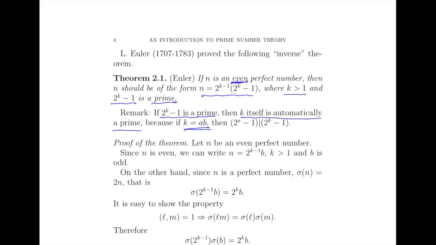So now, the proof. Let n be an even perfect number. Then n is even, so we can write n equals 2 to the k minus 1 times b, where k is greater than 1 and b is odd. On the other hand, because n is a perfect number, by definition sigma of n is equal to 2n. That is, sigma of 2 to the k minus 1 times b is equal to 2 to the k times b. Okay?